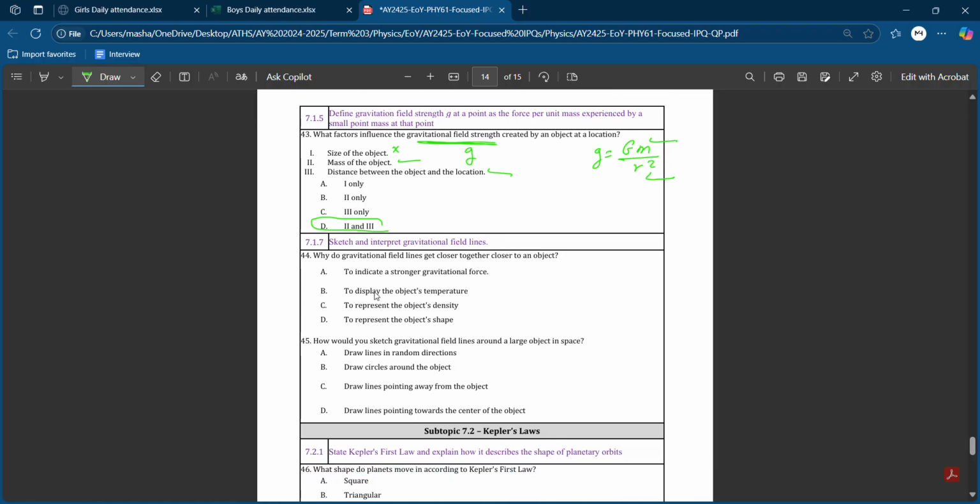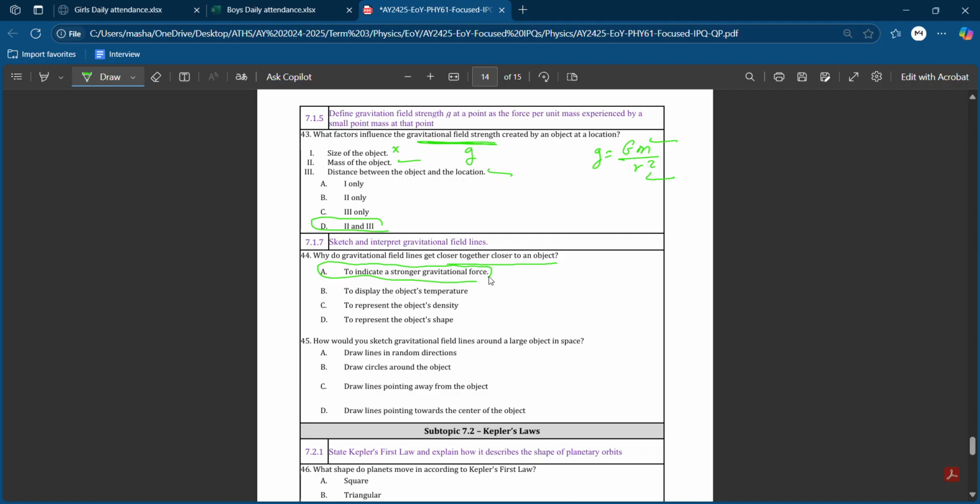Why do gravitational field lines get closer together closer to an object? Stronger gravitational fields means strength. So this is how we visualize gravity increasing. Okay, so the answer is to indicate a stronger gravitational force.